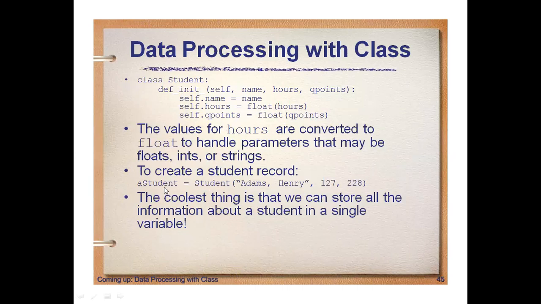Now I am creating an object here with the name a_student, and I'm passing a few variables. Adam Henry, the first name and the last name. 127 is his hours, the teaching hours, and 228 are the quality points. The coolest thing is that we can store all the information of this particular student in one variable.